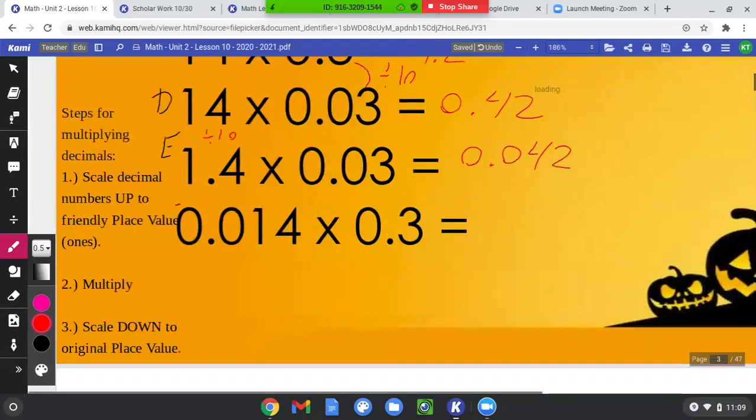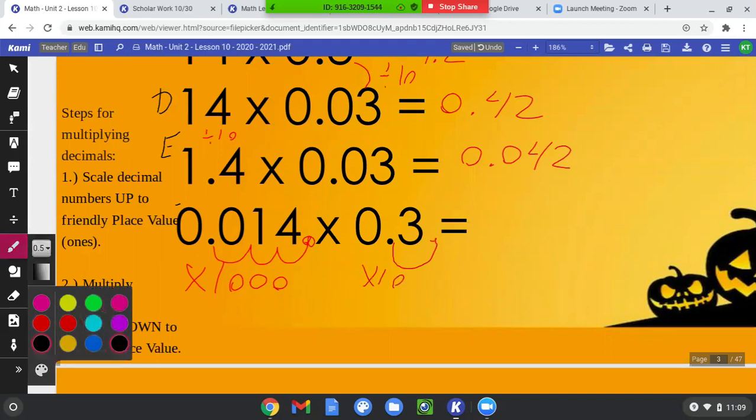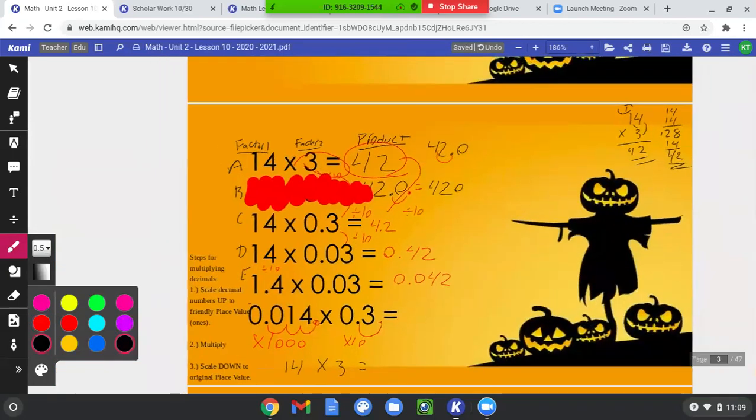I want to use this last one as an opportunity to practice the steps for multiplying decimals. So I want 14 thousandths to become a friendly place value. How much would I have to scale up to make it a friendly place value? It would be 1, 2, 3. I would need to multiply that by 1,000. And to make 3 a friendly place value, I would need to make it times 10. So now I have 14 times 3. And as we said up here, that's 42.